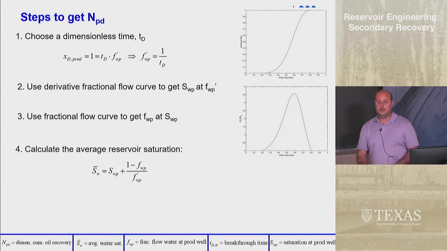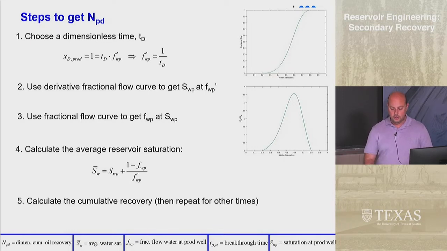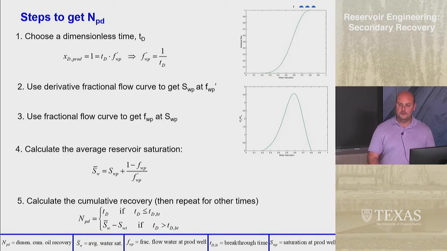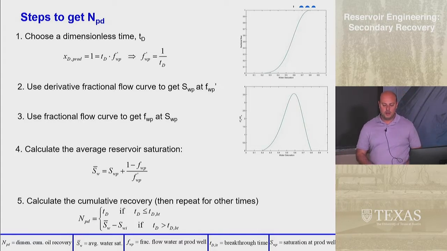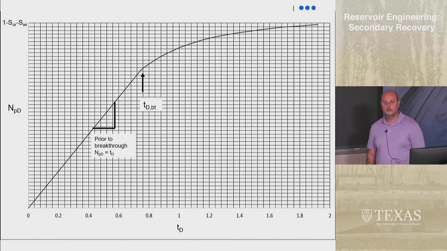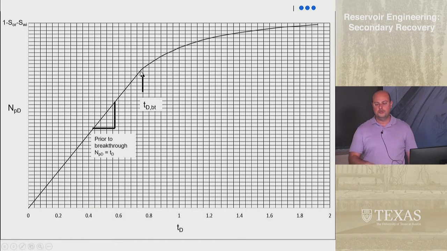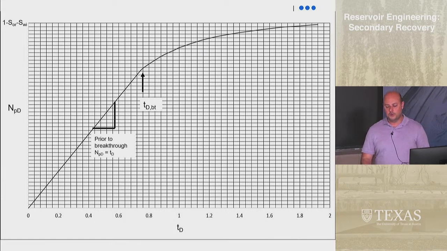Now that you have F prime of WP, SWP, and FWP, you can calculate the average water saturation, and you can subtract off the initial water saturation. That gives you NPD. Now remember, at early times, before breakthrough, the dimensionless recovery, NPD, is equal to the dimensionless time, tD. That's why we had a plot that looked like this. At early times, NPD versus tD is a nice straight line. And then at later times, once breakthrough happens, we're producing both water that we injected as well as oil, and the oil recovery tapers off quite a bit.